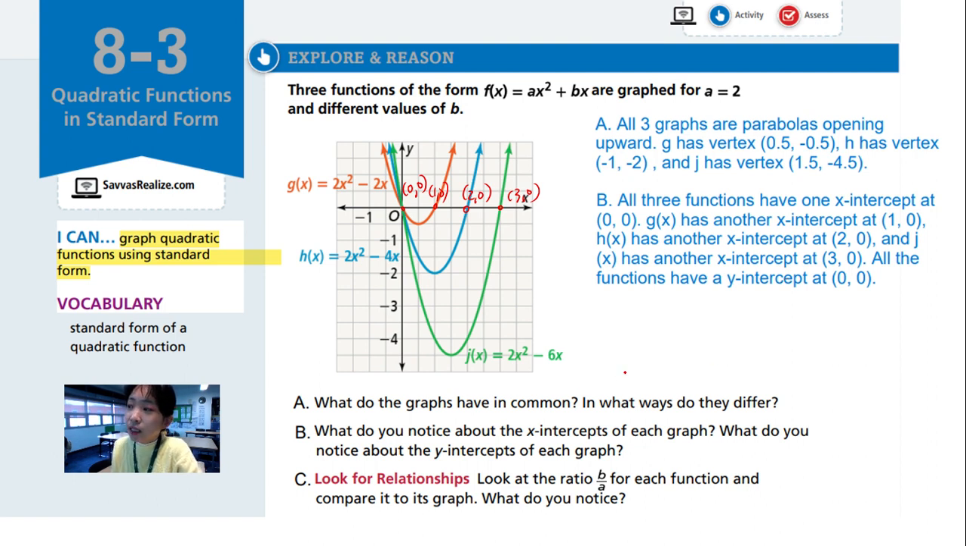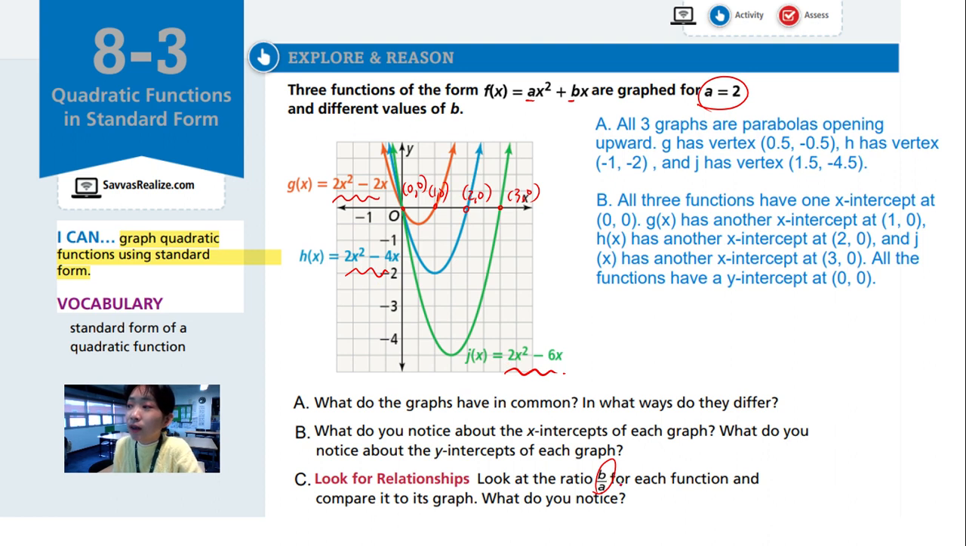Part C, look at the ratio b over a for each function and compare it to its graph. What do you notice? So what are we talking about when we say b over a? We're looking at these values. If we see their equations, we can see the values for b and a. We have the same a's, which are 2. But b is -2 for g, -4 for h, and -6 for j.